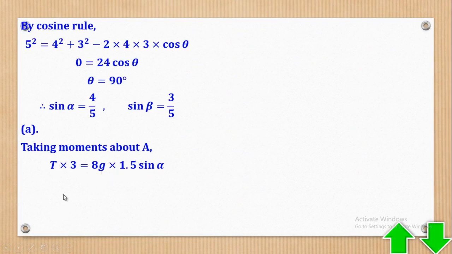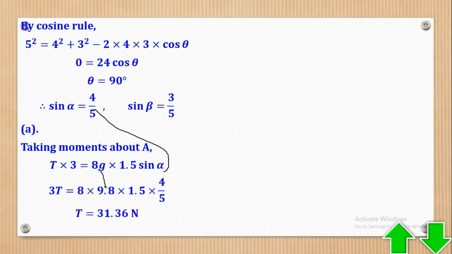Since we know that sine alpha is equal to 4 over 5, we shall substitute and remain with only one unknown. Because g is also known as 9.8, it's a constant. For A-level math it is 9.8. Therefore T will be equal to 31.36. So that was part A.